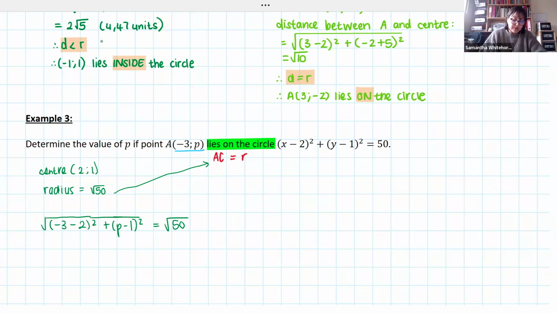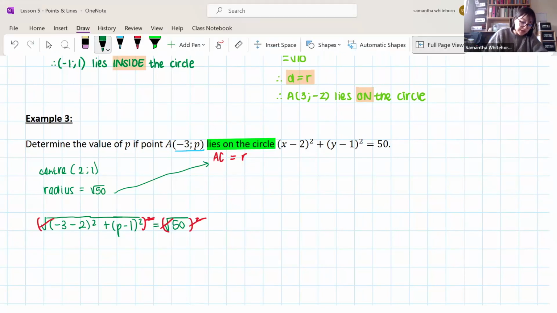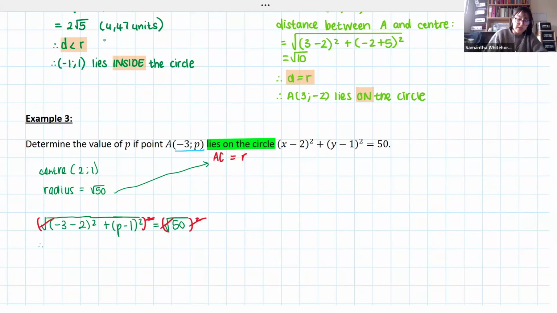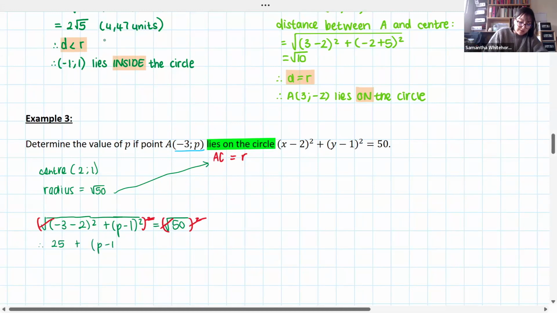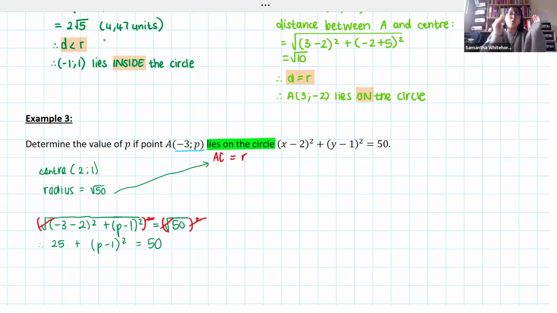Okay, so what the first method tells us to do is, because we've got a square root on both sides, if I square both the left-hand side and the right-hand side of this equation, what essentially is going to happen is it's going to get rid of the square roots. Wonderful. So what that now means is I've got this bracket of (-3 minus 2)², which is (-5)², so 25, plus the bracket (p minus 1)² is equal to 50. Please notice that by squaring both sides, you are not getting rid of the squares underneath the square root. Those are still there. All you have done is gotten rid of the square roots.